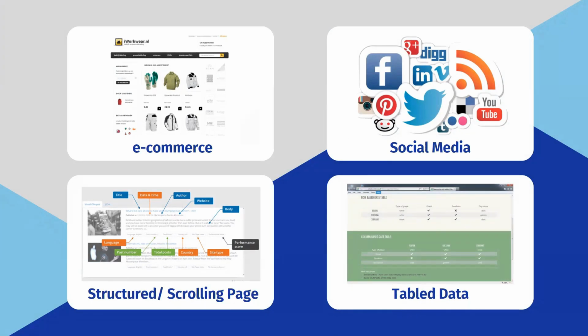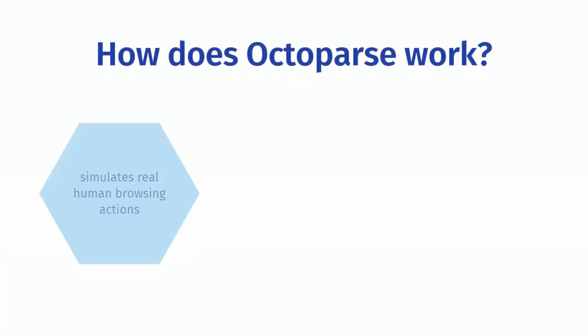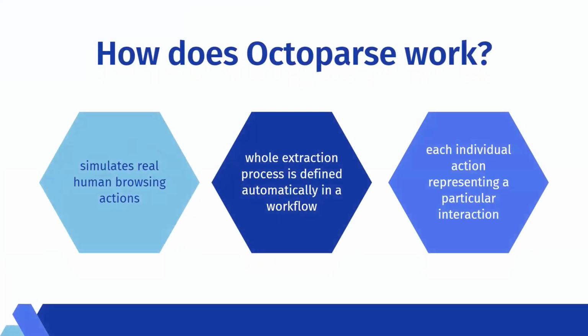So you're probably wondering, how does Octoparse work? Octoparse automatically extracts web page data as it simulates real human browsing actions, such as opening a web page and clicking anything on a page. And the whole extraction process is defined automatically in a workflow, with each individual action representing a particular interaction with the target web page.